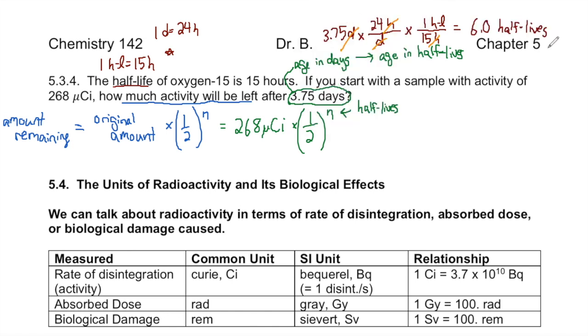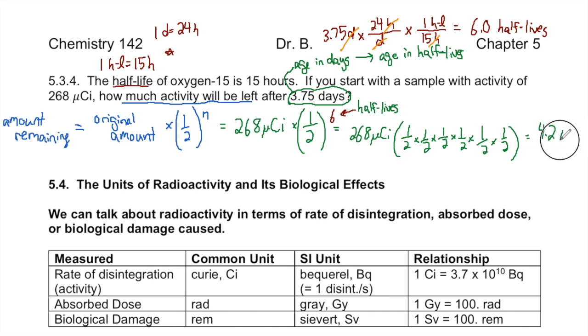And so I have that the age of the sample is 6.0 half-lives old. So now we know the number that goes here for the n. That is actually 6. I'll go ahead and replace that. So the number there should be 6. So when we divide it in half 6 times, or when we multiply it by 1 over 2 to the 6th power, or divide it by 2 to the 6th, however we do that, we are going to get 4.2 microcuries as our amount remaining.